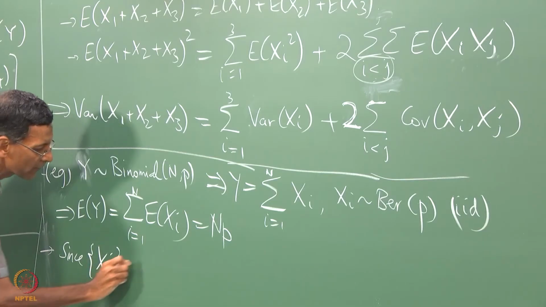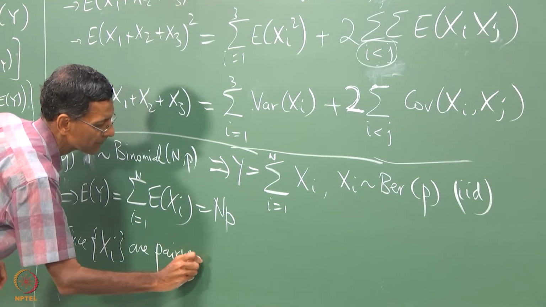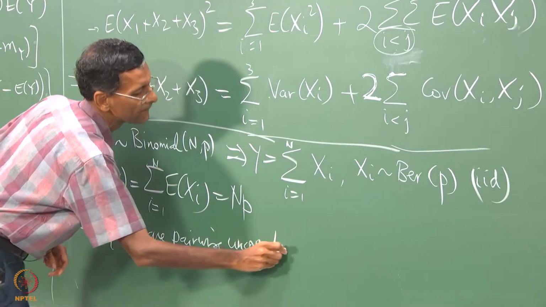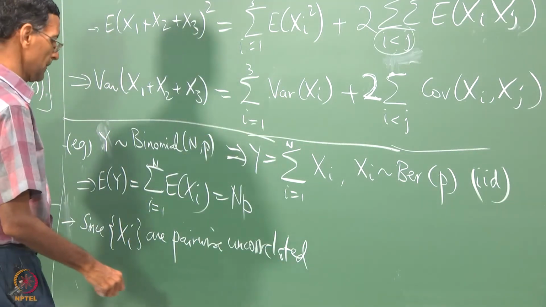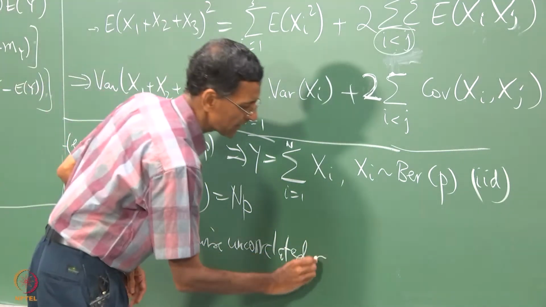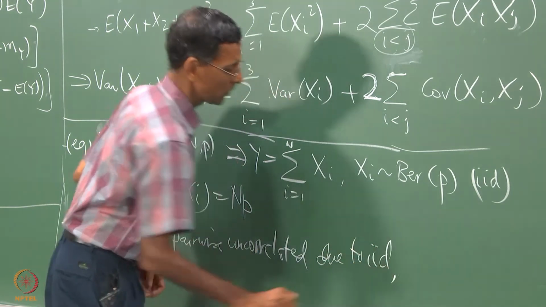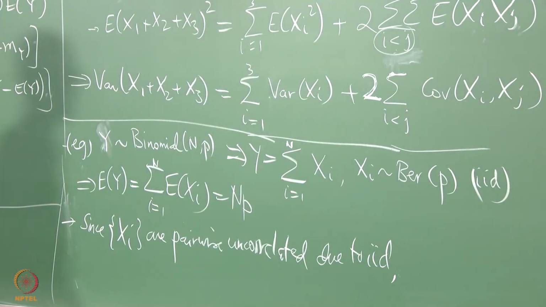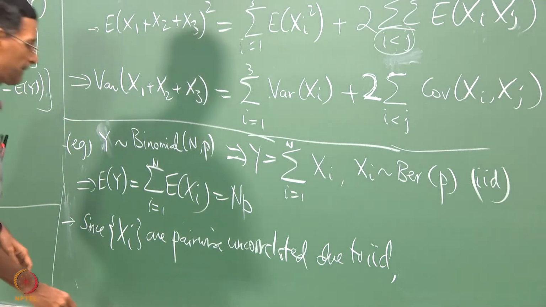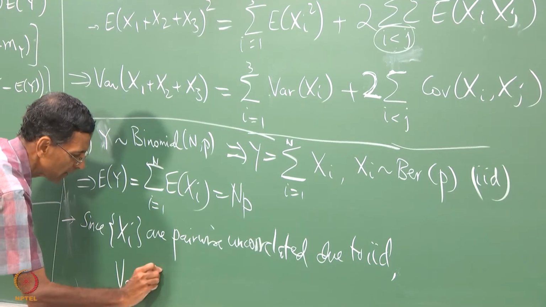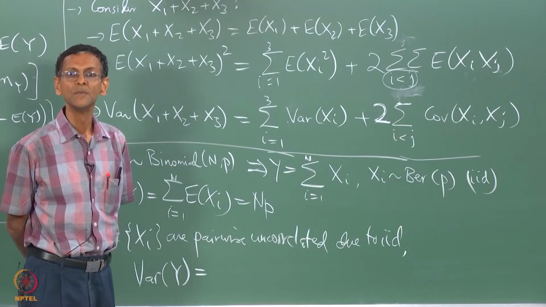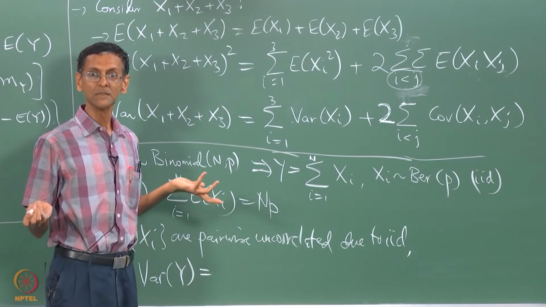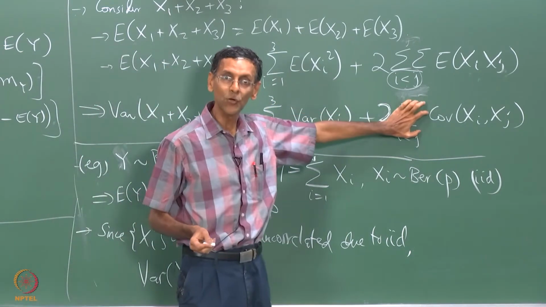So since the Xi are pairwise uncorrelated, what do you get? This means that covariance of Xi, Xj is 0 due to independence, right? Going back to this equation here, what is the variance of Y? Only this term. This term will automatically go to 0.